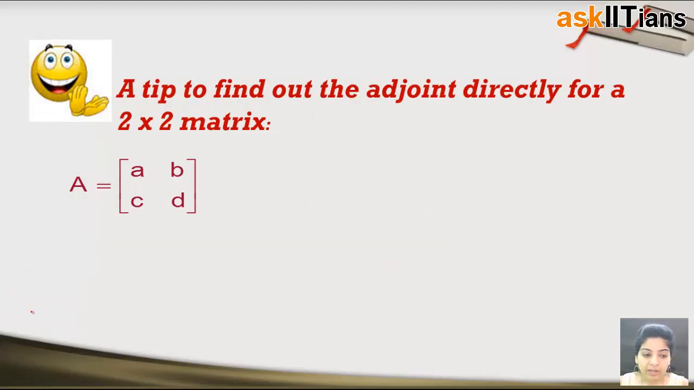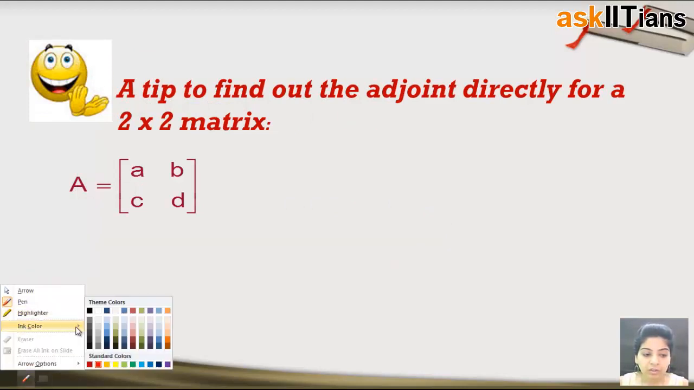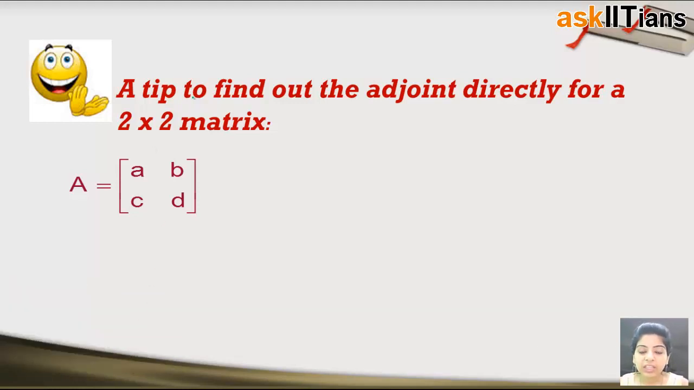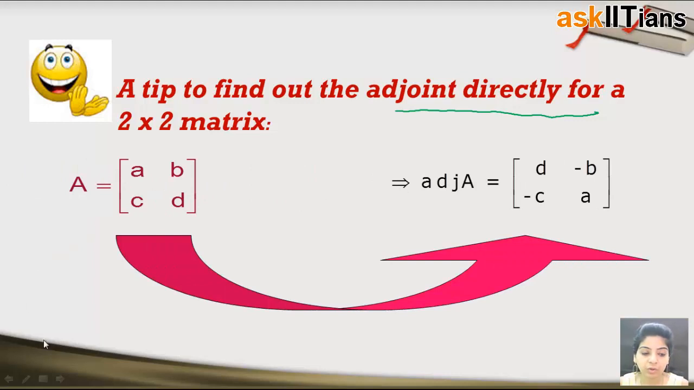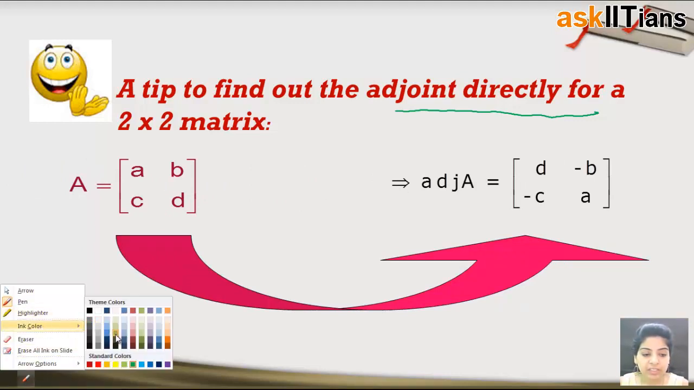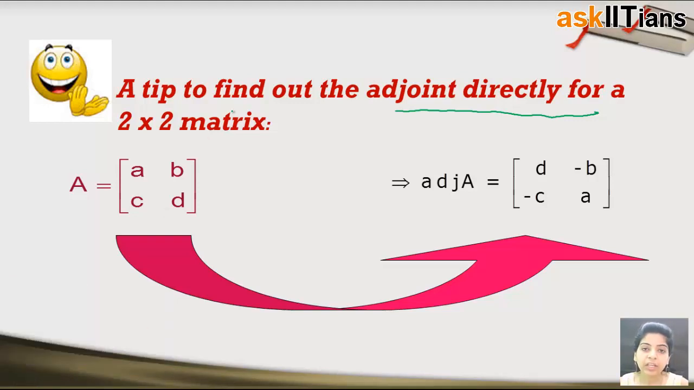Okay, you might have noted, or in fact there's a tip to find out the adjoint directly for a 2 cross 2 matrix. This was how you will have to compute. In the last slide we discussed how to compute, but you can also find out the adjoint of the 2 cross 2 matrix directly. How do you do that? See, we have a matrix A as ABCD. Then what do I do if I am to compute the adjoint of the matrix A?